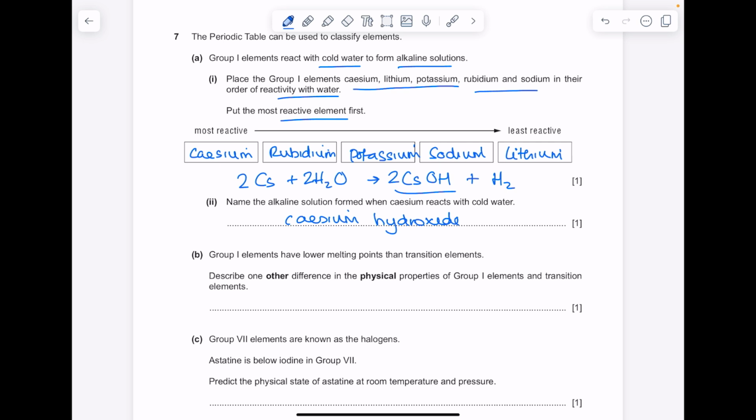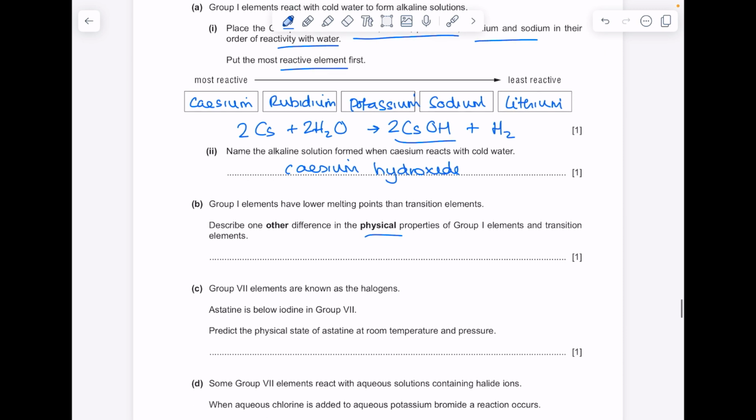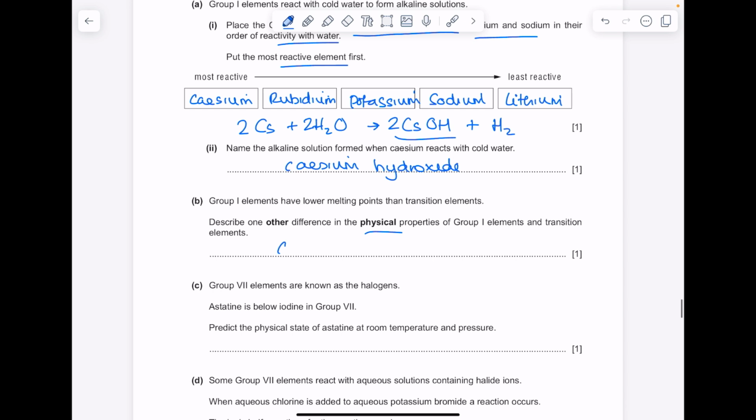Group 1 elements have lower melting points than transition elements. Describe one other difference in the physical properties of Group 1 elements and transition elements. Remember, Group 1 metals are soft.